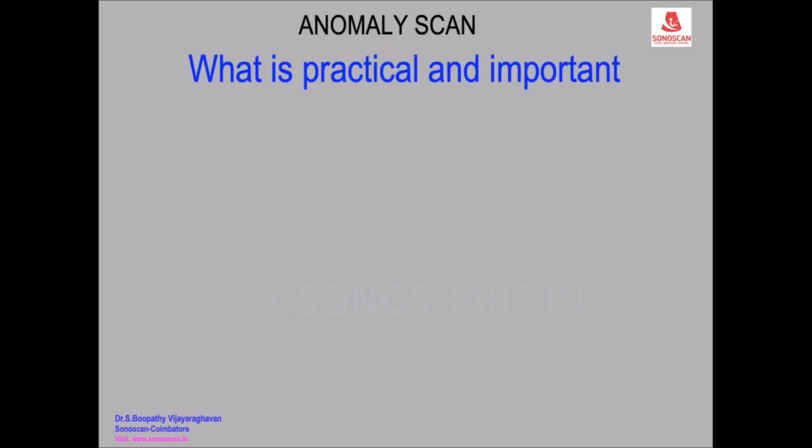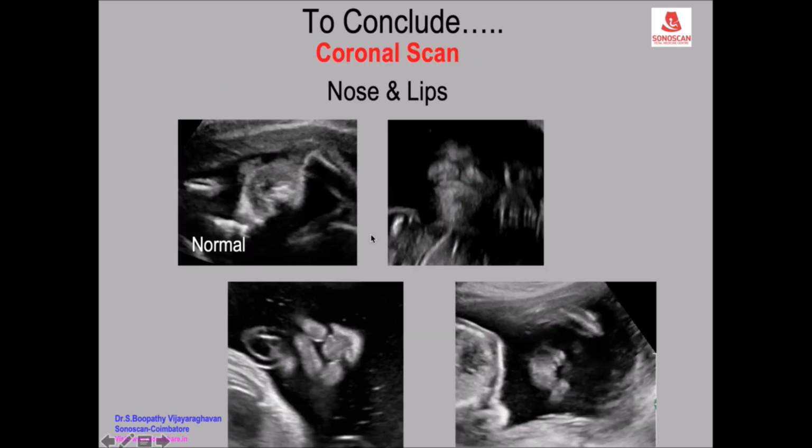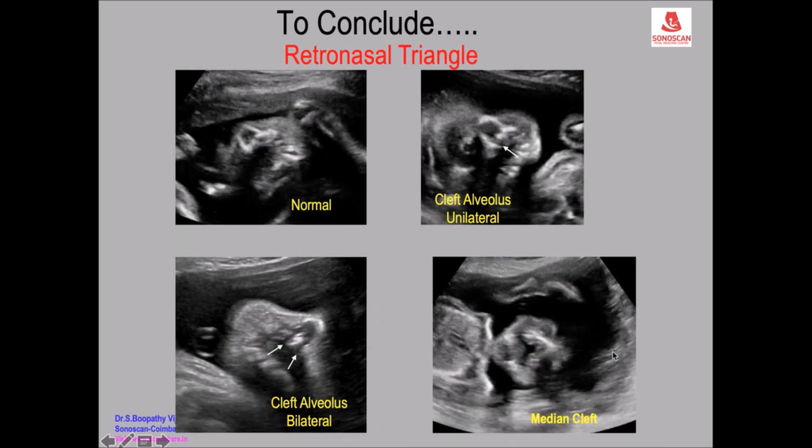Now, I want to stress this point. What is practical and important in the anomaly scan is this legal term, res ipsa loquitur. What does this mean? That means the proof is not needed because the facts speak for themselves. Example of normal, and this is cleft upper lip alone, unilateral, bilateral cleft upper lip. So all this will be seen in this section.